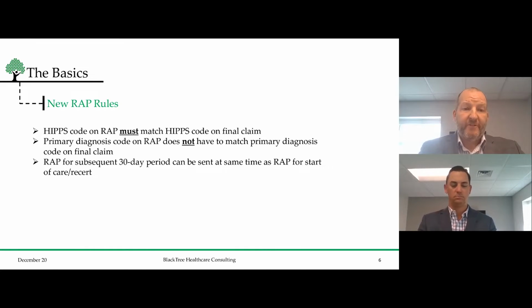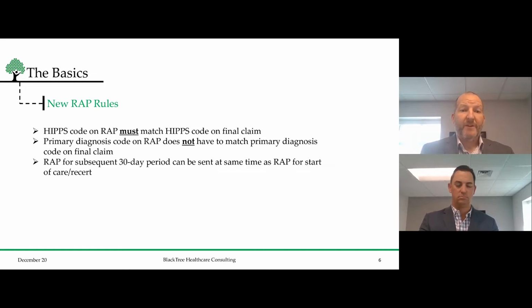A couple other pieces in terms of the matching to the final claim. From a HIPPS code perspective, and this is again a common question that we get, and I think some common confusion from the beginning at least, the HIPPS code on the RAP must match the HIPPS code on the final claim. So similar to today, same exact process. You have to have that HIPPS code on the RAP match the final. However, the primary diagnosis code on the RAP does not have to match the primary diagnosis code on the final. So you can have a different primary diagnosis on the two, which is going to be important, and we'll talk about it in some of the subsequent slides here.